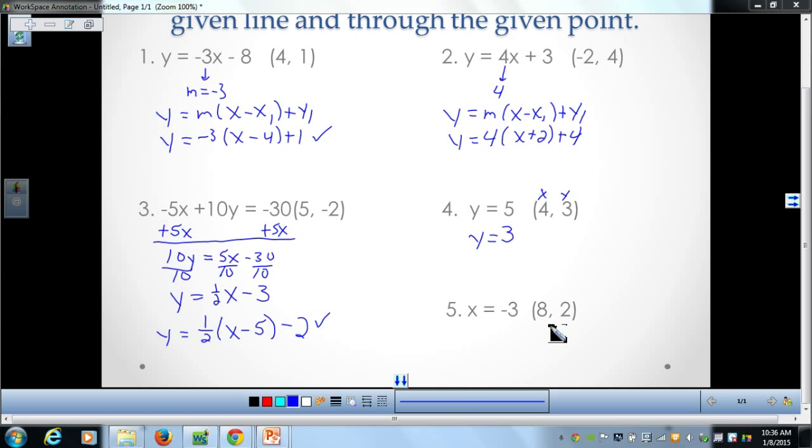In a very similar fashion, if we look at number 5, we have a vertical line. Well, the only type of line that is parallel to a vertical line is another vertical line, so we need another x equals. And then once again, I just have to look at the given point, figure out what my x value is, and then use that for my equation. So x equals 8. And so these two lines would in fact be parallel.